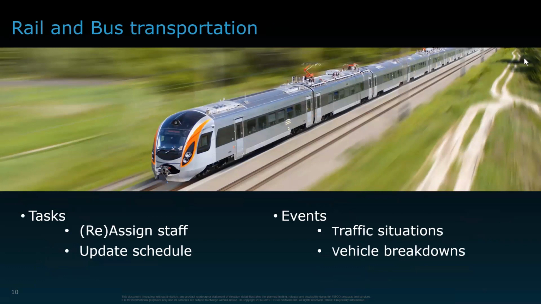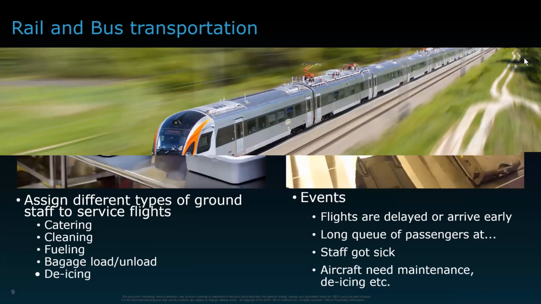In rail and bus transportation, we have these tasks to assign the staff and to update the schedule. We have events like traffic situations and vehicle breakdowns that affect the performance.